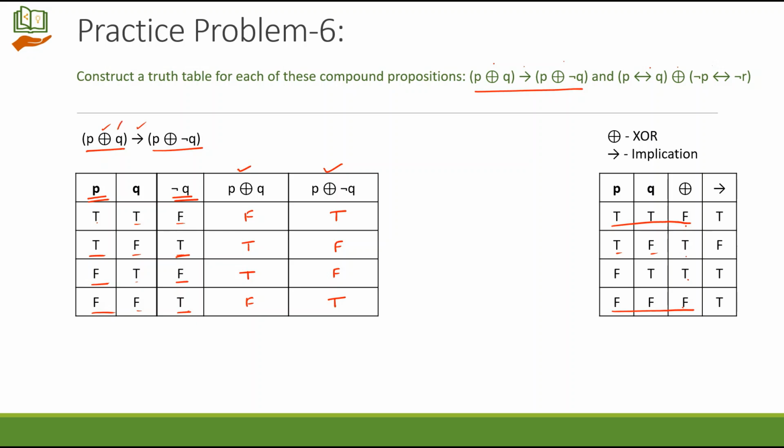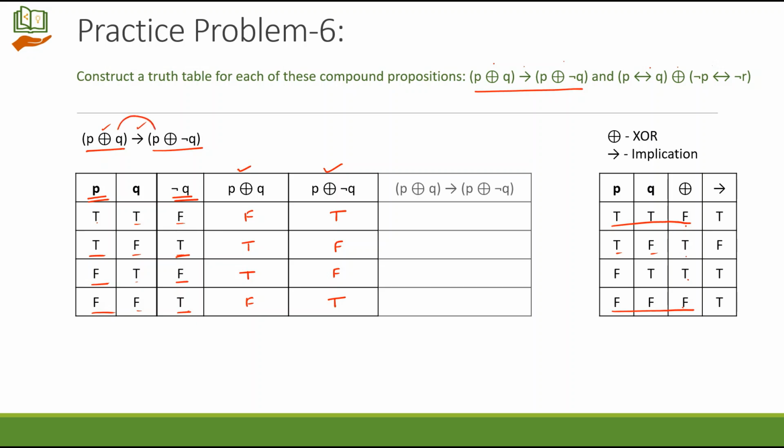Now we have to apply the implies operator here. This is the hypothesis and this is the conclusion. Just check where you have a true hypothesis and a false conclusion. You have that in two places here, and you mark false. In the remaining places, irrespective of whether the conclusion is true or false, the hypothesis is definitely false here, so this will be true. So the final values will be T, F, F, T.